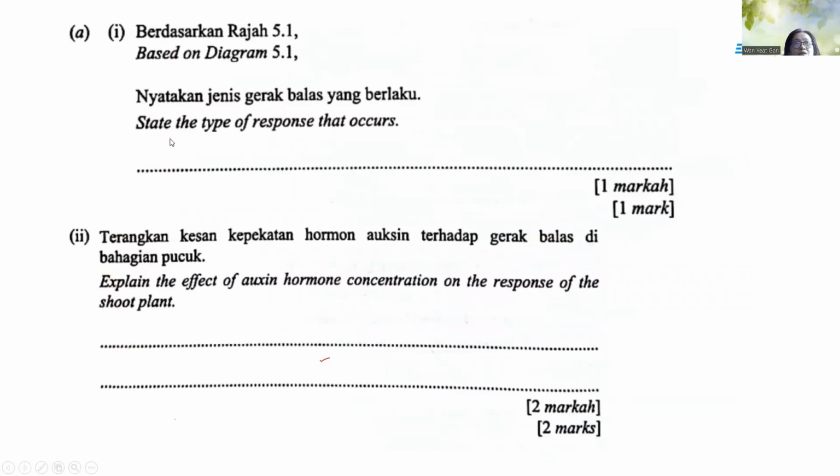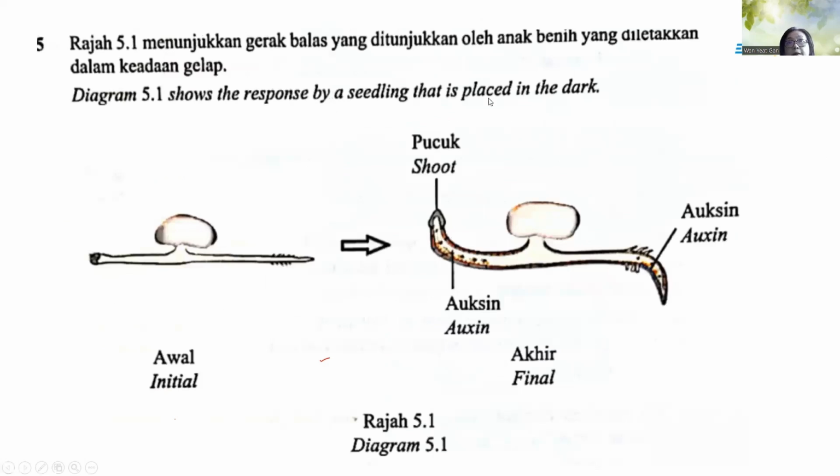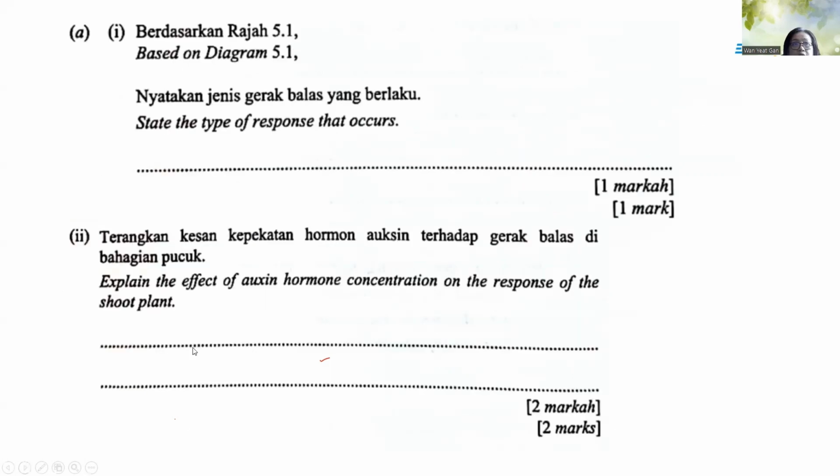Based on the diagram, state the type of response that occurs. The type of response that occurs is geotropism, right? So you can see it's a tropism process in which the root is going downwards and the shoot is going upwards. So it's a tropism process.